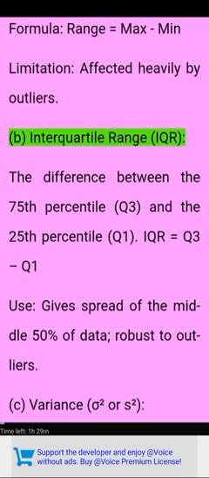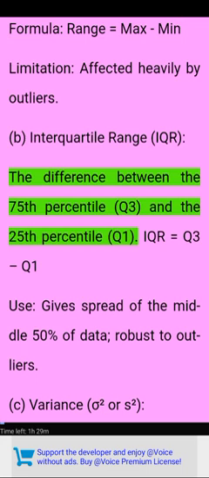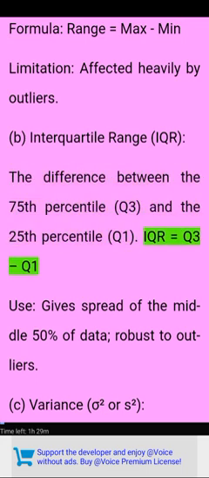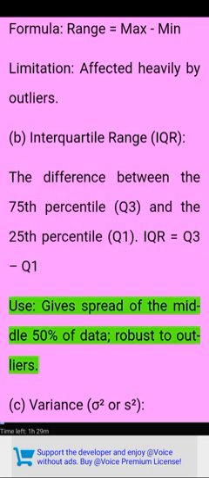B. Interquartile range, IQR. The difference between the 75th percentile, Q3, and the 25th percentile, Q1. IQR equals Q3 minus Q1. Use: Gives the spread of the middle 50% of data, robust to outliers.